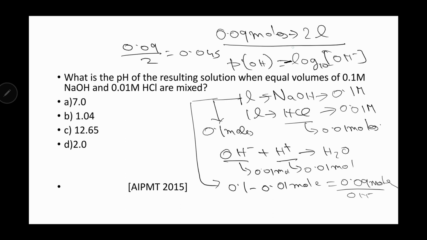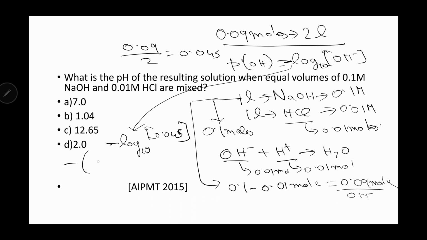So let's try to understand this. So log of OH minus, so we have to write down this log. Let's write it down here. So minus log base 10 of, what is the concentration here? It's 0.045.